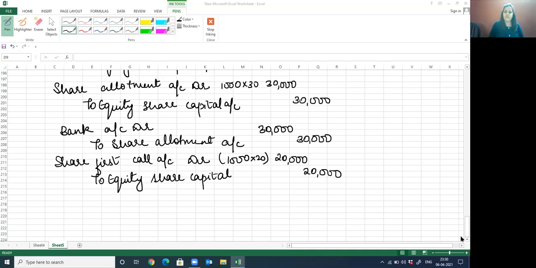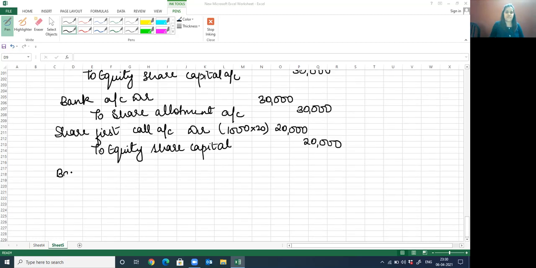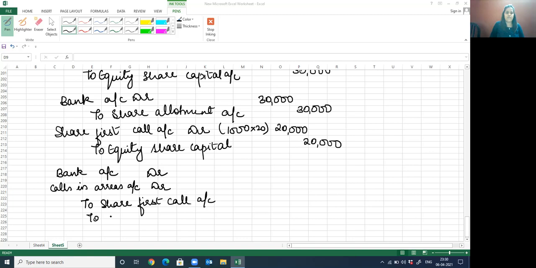Okay. So see first, bank-wise you have to receive money, debited. Then you have calls in arrears, receivables, so asset, to share first call. To calls in advance. Now, first of all, two shareholders of 100 shares did not pay 20 rupees. So this becomes 44,000. Correct? Yeah.